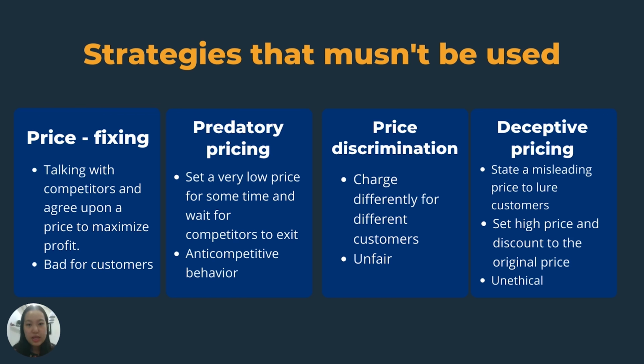Number 3 would be price discrimination. Price discrimination means charging differently for different customers, which is really unfair and even illegal in some countries. The last one would be deceptive pricing. This is a common strategy, although it seems to be unethical in some way. A company might state a misleading price to lure customers into purchasing the products. Specifically, they set a fake high price on the tags and then discount the fake high price. However, sometimes the discounted price is even higher than the original price.